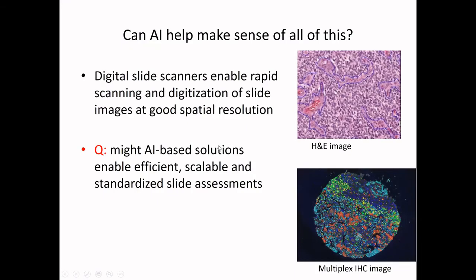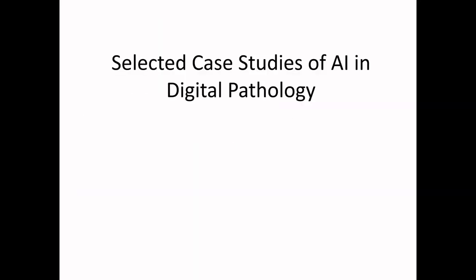So one aspect where AI might be able to make sense of all of this is in the case of routine H&E images. The other could be in the case of multiplexed data. So the idea is to use AI technologies for knowledge discovery and for making things more scalable and standardized. So I'll give a few case studies of AI in pathology, very broadly, at a 30,000 foot view. And then our speakers will give you a much nicer version of these specific case studies.